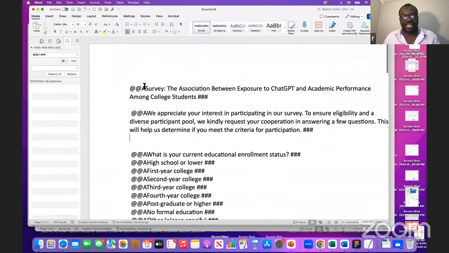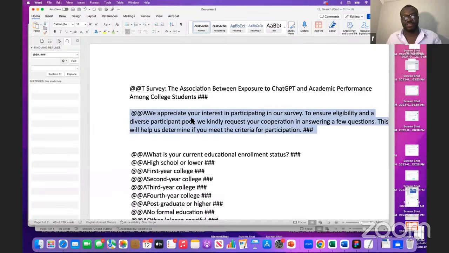So I just now have to make some changes to the title. The title starts with the word T. So instead of add at A, I'll call it add at T. This is not a question. This is just information. So this will be at I for information. So T for title, I for information.